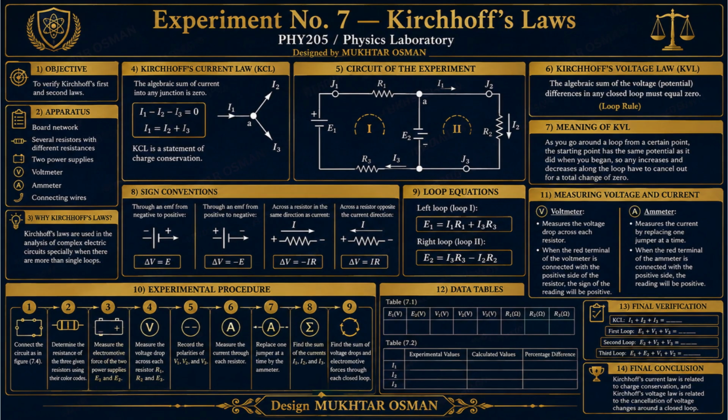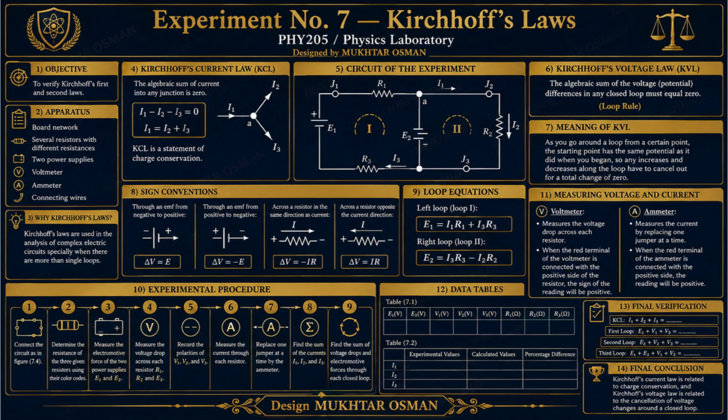Step 6. Measure the current through each resistor. Step 7. Replace one jumper at a time by the ammeter. Step 8. Find the sum of the currents I1, I2, and I3. Step 9. Find the sum of voltage drops and electromotive forces through each closed loop.